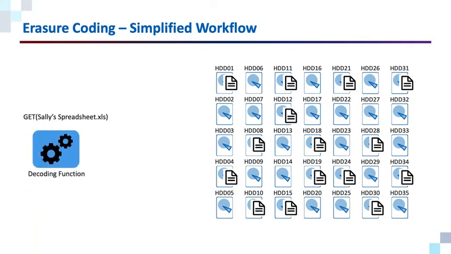Well, we send a request for our file, and a subset of these object parts go through a decoding function, and the result of that decoding function is your original file.